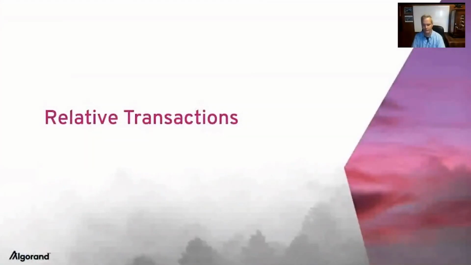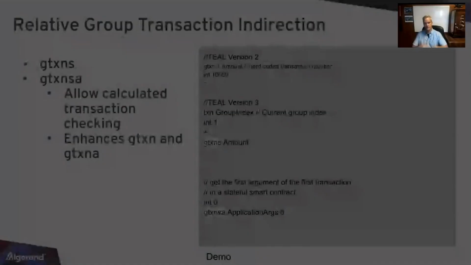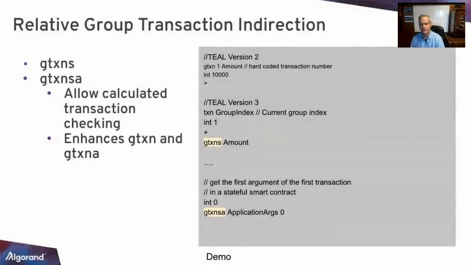All right, and then we have something now called relative transactions. What I mean by that is typically when you're manipulating smart contracts, you're going to use group transactions, and you're going to use the GTXN opcode or the GTXNA opcode. The GTXN opcode just says, I want transaction X's property value. So if you look here in the first line on this one, it's GTXN 1 Amount. So I'm saying, give me the second transaction's amount. GTXN 0 would be the first transaction in a group's amount.